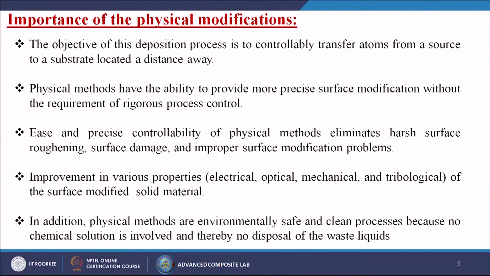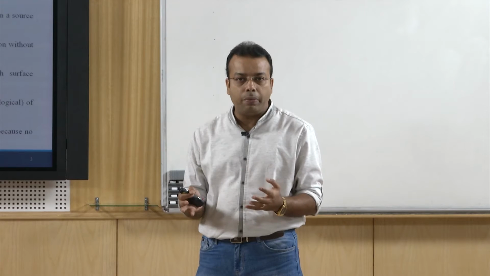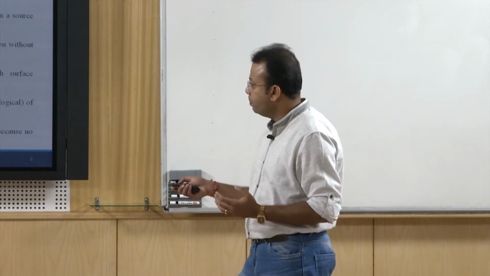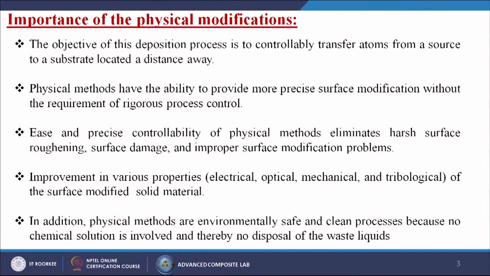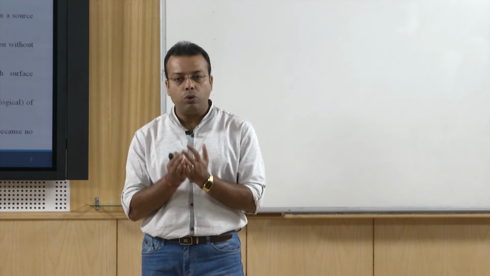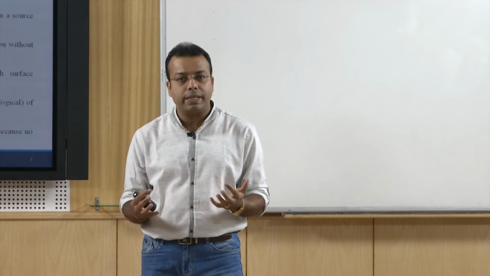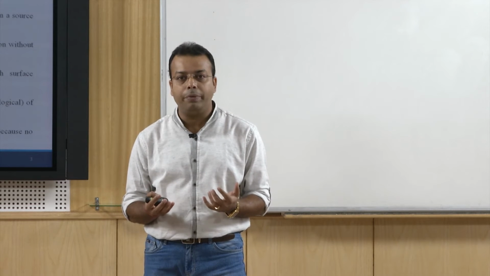It is an easy process, and being precisely controllable, physical methods eliminate harsh surface roughening, surface damage and improper surface modification problems. So, if there is any scratch, hole or dent, these types of problems can be easily solved by physical modifications. They improve various properties like electrical, optical, mechanical and tribological properties of the surface-modified solid material. In addition, physical methods are environmentally safe and clean processes because no chemical solutions are involved. That means no chemical reactions take place, so there is no generation of toxic gases which can harm our body or the environment.